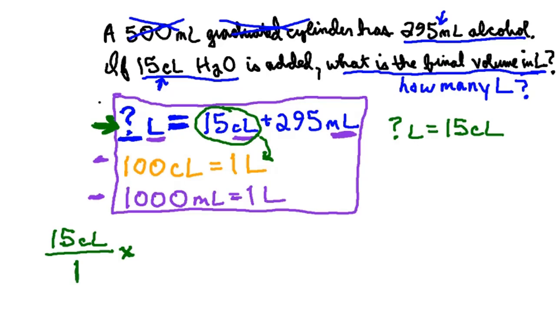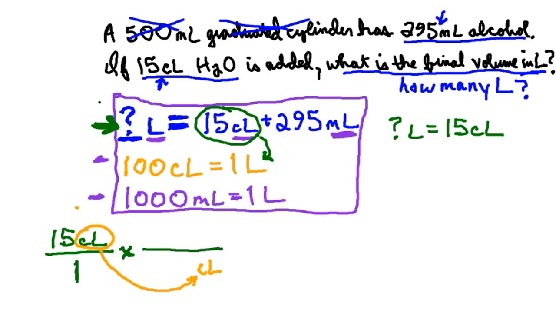Some teachers will just sit there and write 15 centiliters times. But I find that it's a lot easier to not get confused if you put it over 1. So 15 centiliters over 1 times, and then draw a fraction bar. Now we look at what unit of measurement we just wrote on the top of this fraction bar. This is centiliters. So we're going to take this same unit and bring it down on the bottom of this new fraction bar, centiliters.